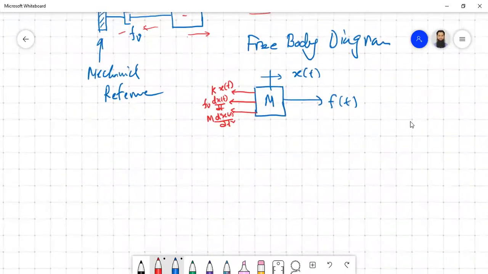Once you have this free body diagram, you have to convert all these parameters into the Laplace domain. So this one will be replaced by X(s), this one will be replaced by F(s), and then this one will be replaced by KX(s).